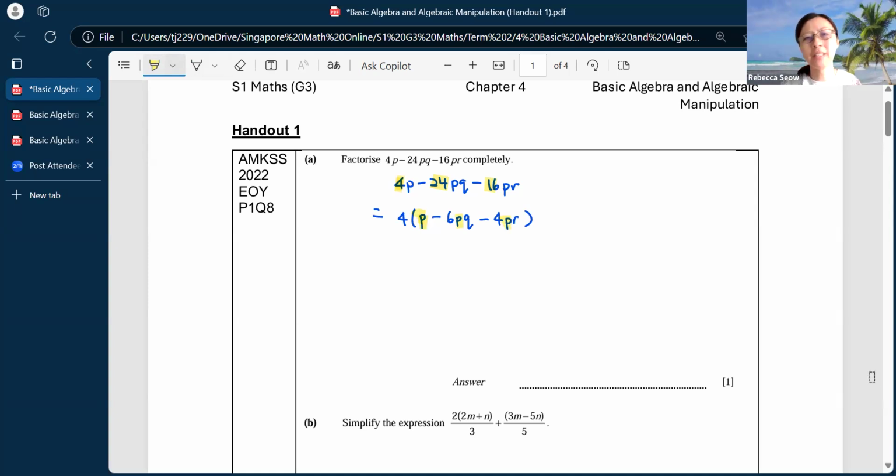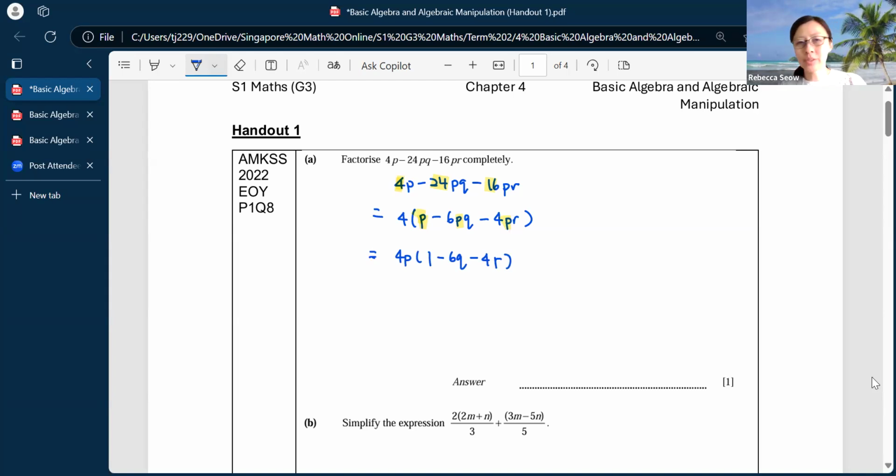Now instead of a numerical value, we also can consider variables that are common throughout the terms to factorize out. So in this case, we factorize out p. I'll bring out p, and that means for each term, I will have to divide it by p. So p divided by p, I have 1. Negative 6pq divided by p, so negative 6q. And finally, negative 4pr, I divide by p, I will get negative 4r.